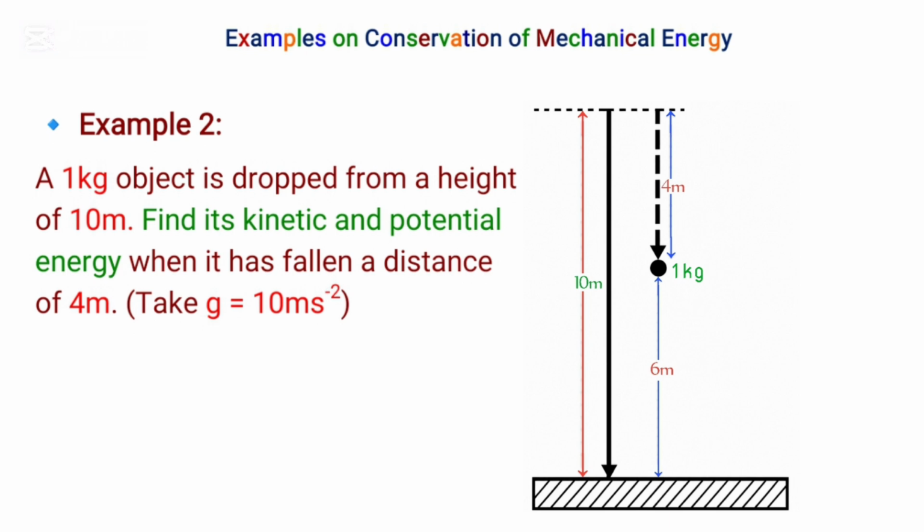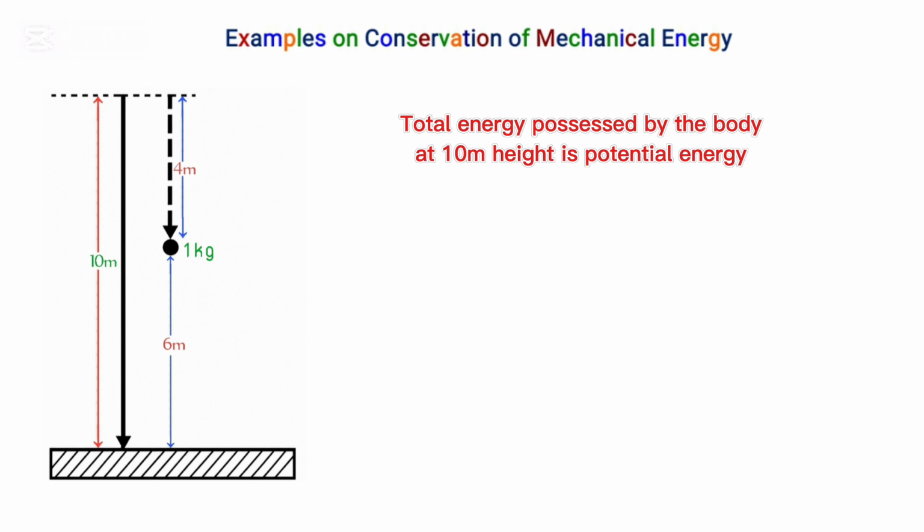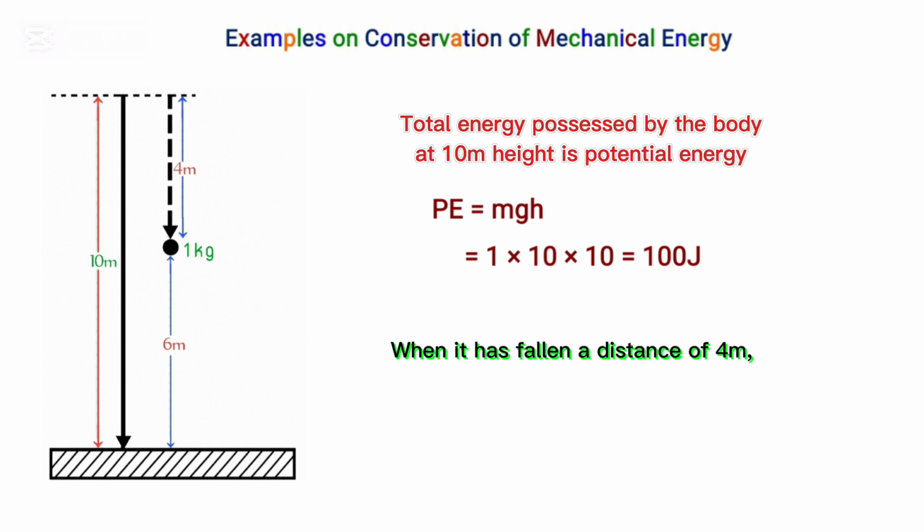Example 2. A 1 kilogram object is dropped from a height of 10 meters. Find its kinetic and potential energy when it has fallen a distance of 4 meters. G is equal to 10 meter per second square. Total energy possessed by the body at 10 meters height is potential energy, which is equal to mgh. 1 times 10 times 10 is equal to 100 joules. When it has fallen a distance of 4 meters, its distance above the ground is 6 meters.